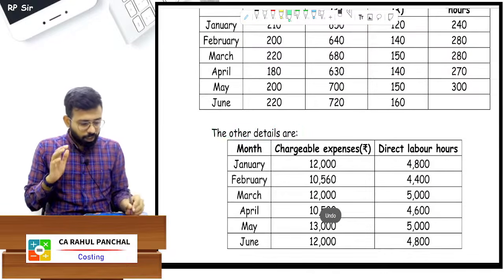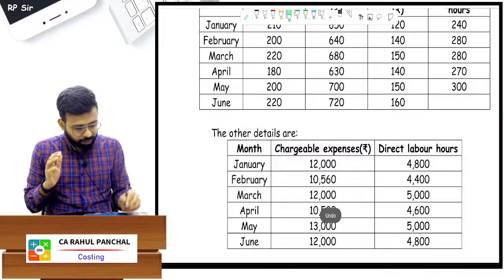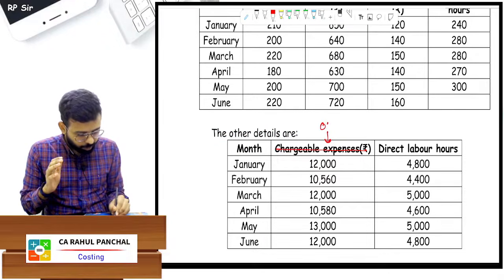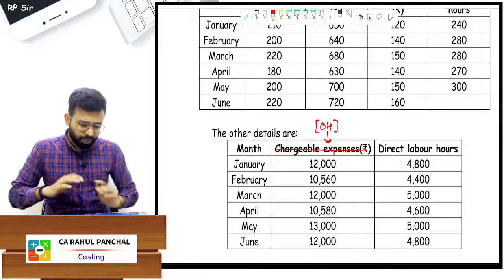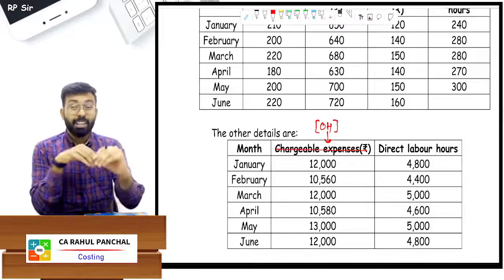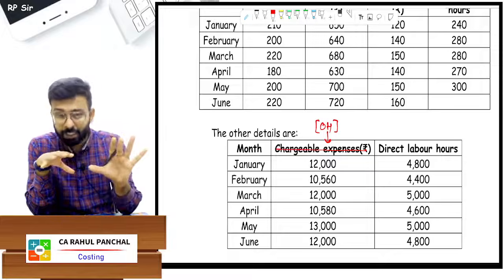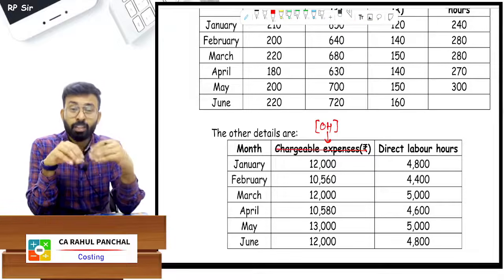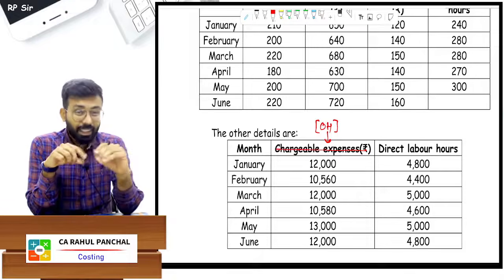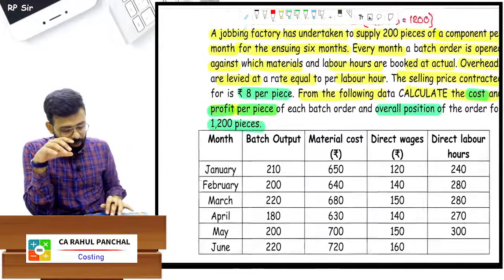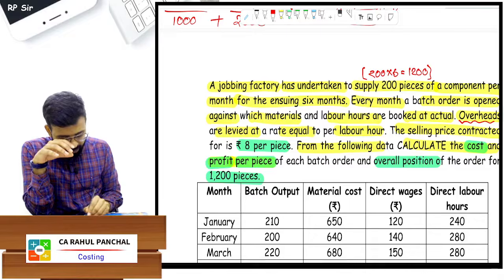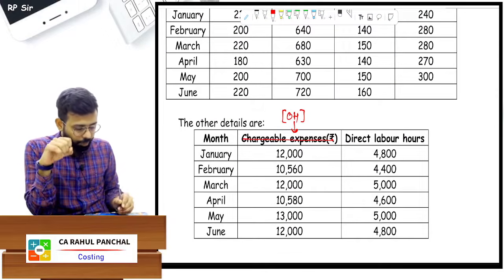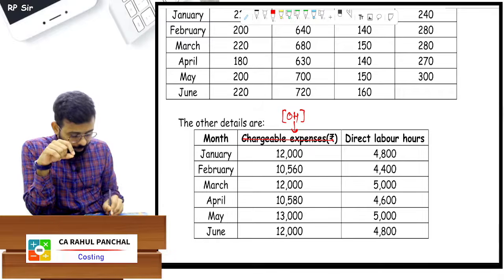Now the other details: there is just one printing error. That is not chargeable expenses, these are overheads. So please make that change, that is overheads. If something like this comes, that printing error is there in the module itself, so I kept it like this. Please, it is overheads. Just in case you see, it is actually overheads, because that data was there for overheads only. By mistake they have written chargeable expenses. Okay, so now they have provided you the overheads, they have provided you the labor hours.